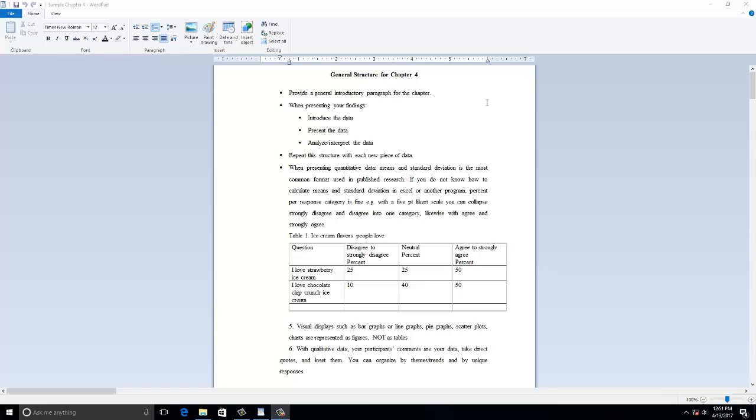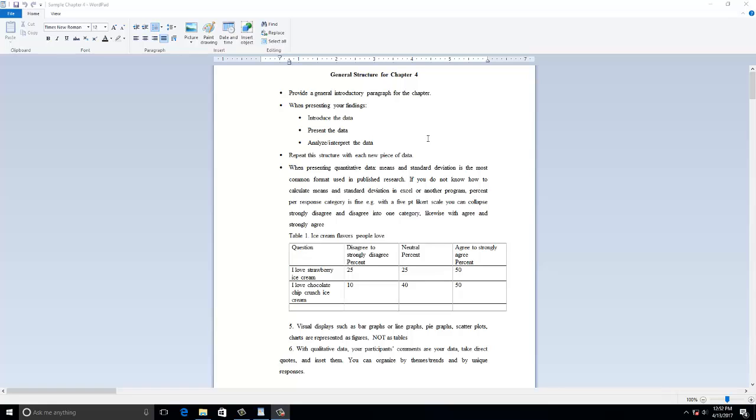This is where you discuss the results of your data analysis. And the very first thing you do is you provide a general introductory paragraph for the chapter. And when you present your findings, you first introduce the data, you present the data, and then you analyze and interpret the data. There are many different ways that you can present and display your data, and we will cover those after we go through the general introduction.